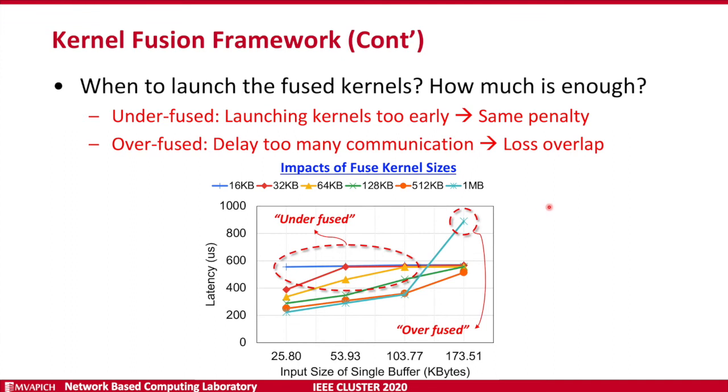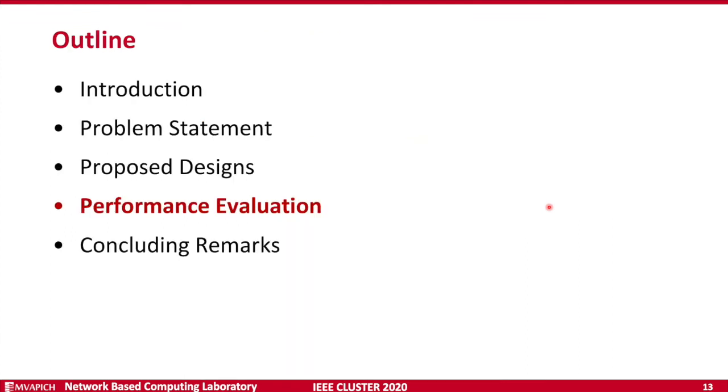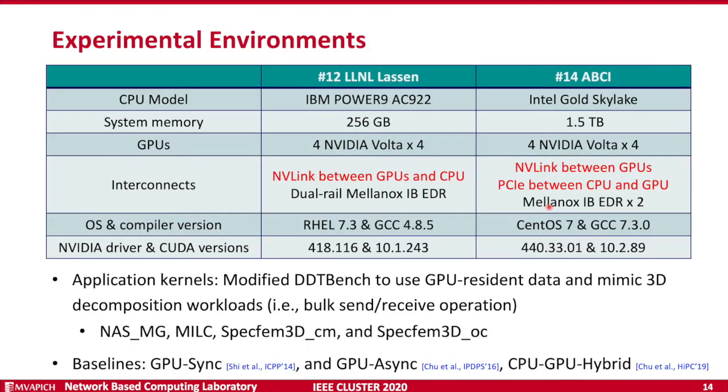So we can dynamically fuse different numbers of kernels to avoid the launching overhead. Finally, let me share some performance evaluations. We did the evaluation on two kinds of systems. One is the Lassen system, a Power9 system. It has 4 Volta GPUs, connected by NVLink between CPU and GPU as well, and it's using dual-rail Mellanox InfiniBand EDR.